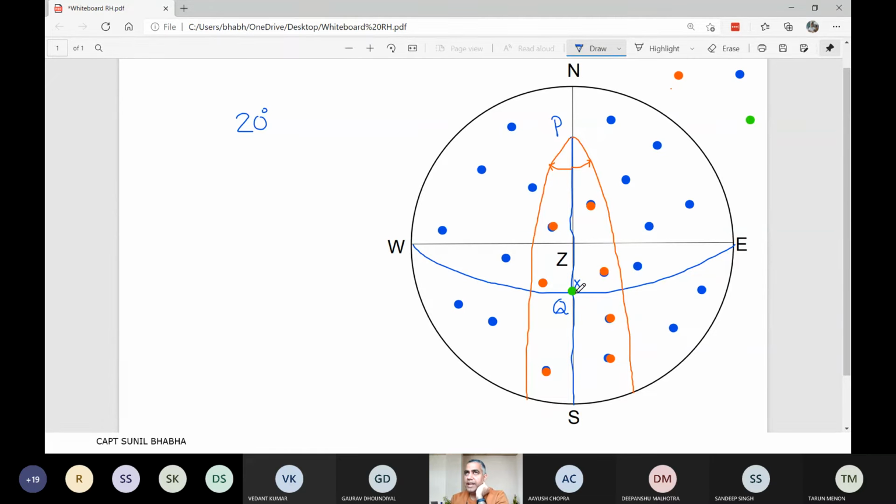for such a star, the LHA, local hour angle, of anybody which is on our meridian will always be 0. Because the local hour angle is measured with reference to the observer's meridian. So if you have a celestial body on our meridian, its LHA would be 0.